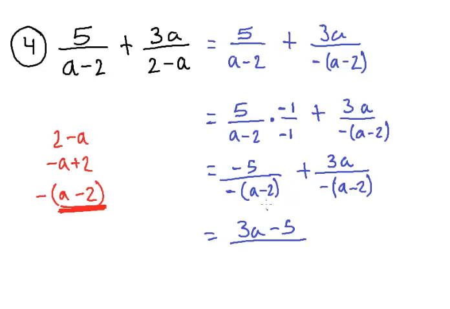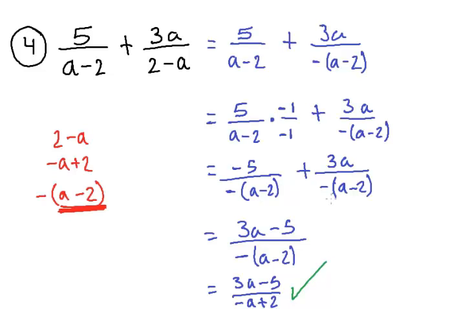Because remember, when they're not like terms, you just need to copy them. And the denominator, in this case, we're also going to copy it. So it's going to be minus a minus 2. We can multiply in this case, and we will get 3a minus 5 divided by negative a plus 2. And that would serve as a good solution for our exercise.